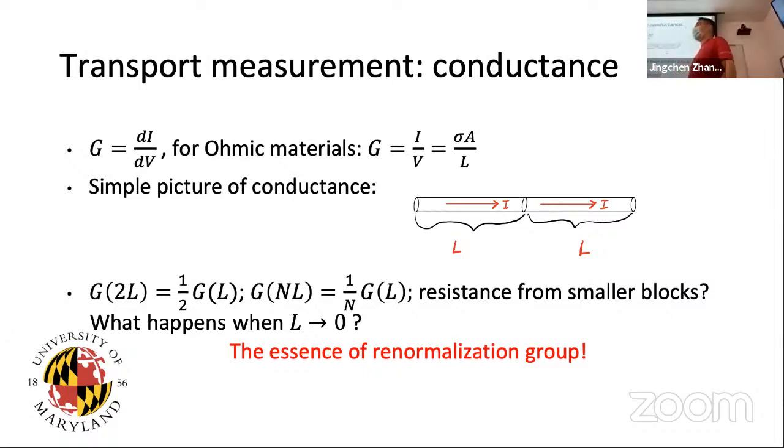And then what will happen? And this is exactly the essence of a renormalization group, that the system of a larger size is solely depending on the building blocks of that system. Meaning that the macroscopic observable is only a function of the elementary building block, which we will explain in better detail in the next few slides.